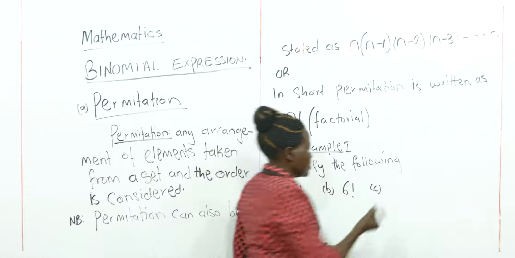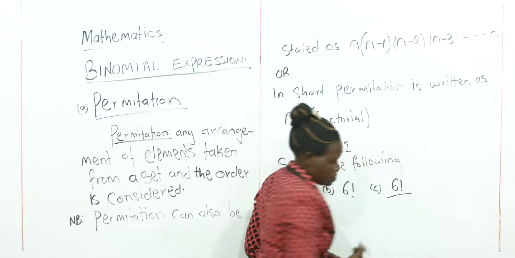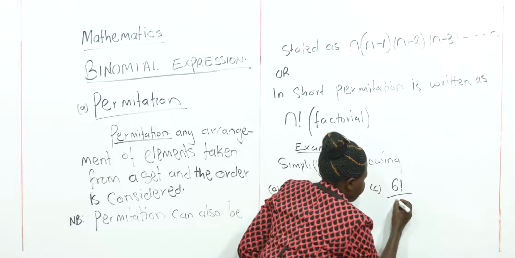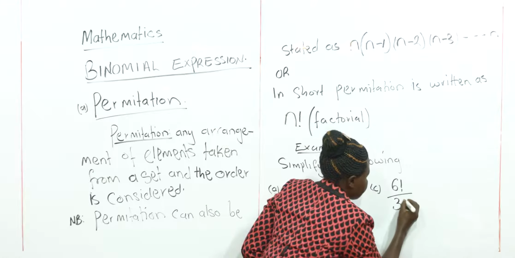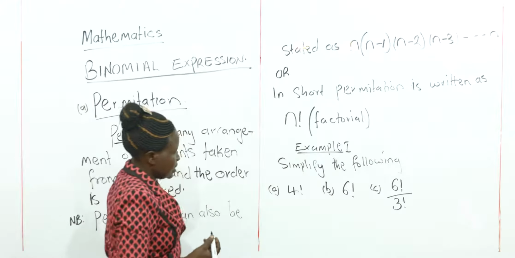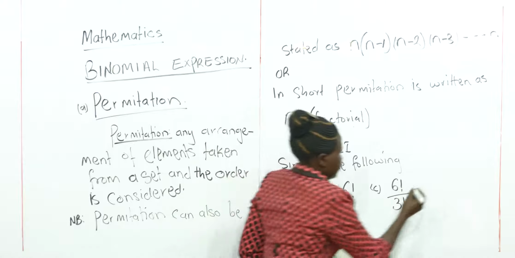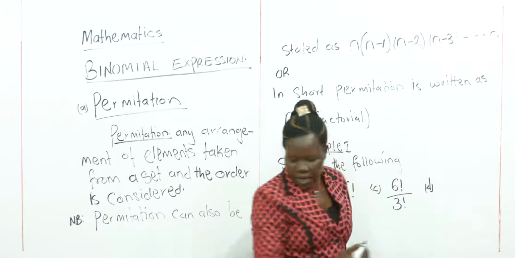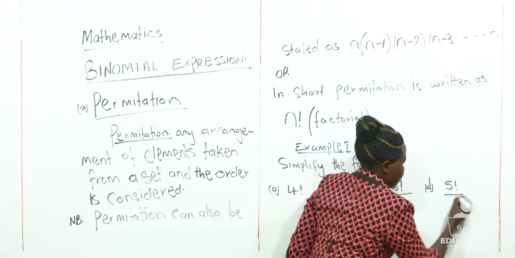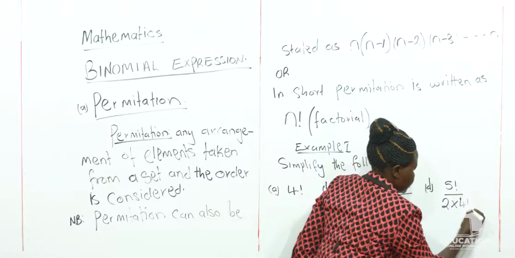They can decide to give you in a fraction form. They can say we have 6 factorial over 4 factorial. Can say 6 factorial over 3 factorial. And then D, they will say 5 factorial over 2 times 4 factorial.